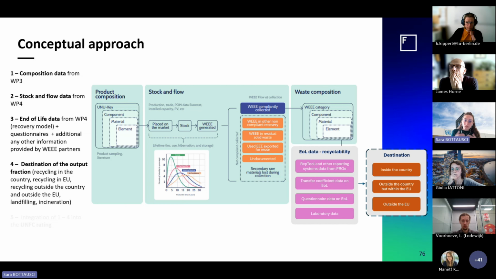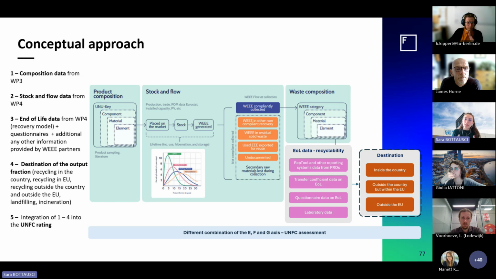Moreover, we have also added additional qualitative information, because once we knew the output fraction generated, we were also interested to know the destination of those output fractions. So we wanted to know whether that specific output fraction would have been treated domestically and so recycled in the same country where it was generated. And once we had all this information developed and we merged all of these building blocks together, we were then able to apply the UNFC assessment and assign a specific UNFC-compliant class rate.